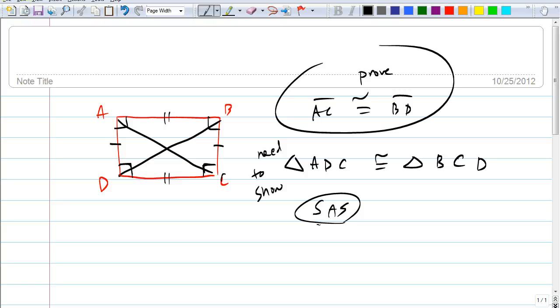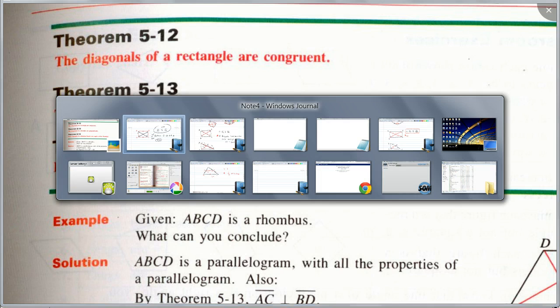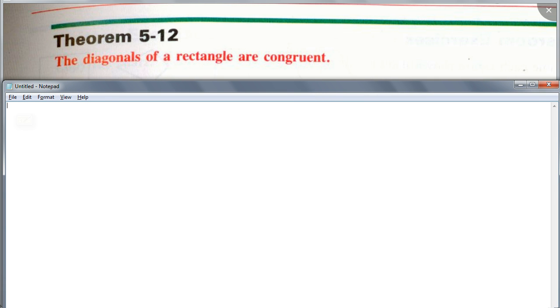All right. So does that answer your question? So yeah, very good. But do you see why by side angle side the two triangles are congruent? Of course, if the two triangles are congruent, AC and BD are the corresponding parts of congruent triangles. Okay. Very good. Let's move on to the next. Let me show you the theorem first. There it is. It's very short. As you expected, the diagonals of a rectangle are congruent.